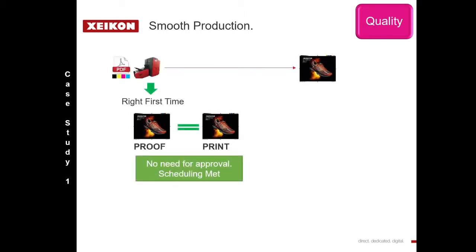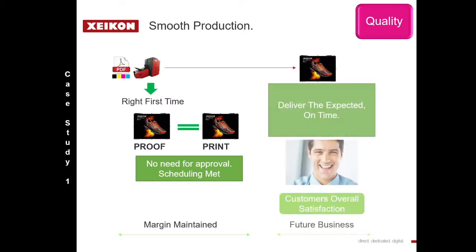So now you have smooth production, you have a right first time production. There's no tweaking, there's no need for any chasing with the press or in pre-press, and that gives you a very sane production environment. And if you deliver on time and you meet those expectations, then of course you're going to have a very satisfied customer, and also your press is going to be only producing quality work.